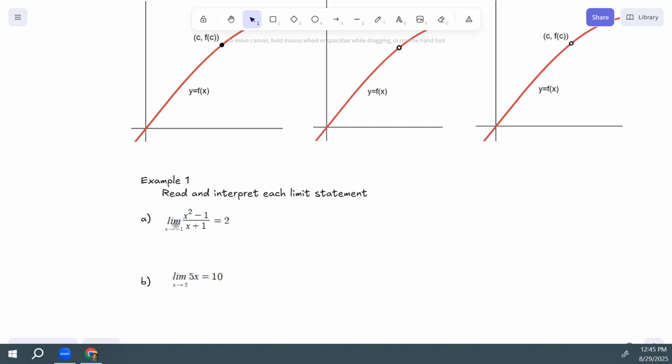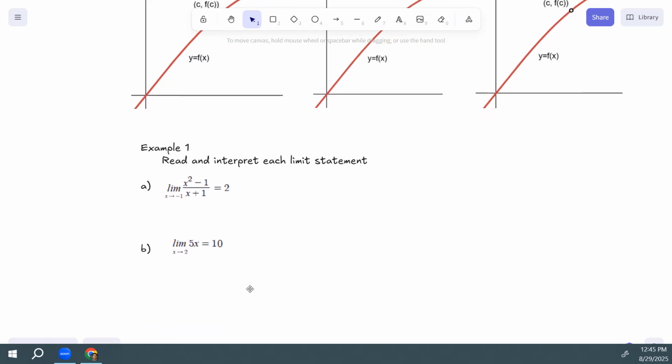So what we want to do next is just read and interpret each limit statement here. This you would read as the limit as x approaches -1 of x squared minus 1 over x plus 1 is equal to the number 2. This one you would just read, the limit as x approaches 2 of 5x is equal to the number 10. Pretty straightforward, no tricks or anything like that there.